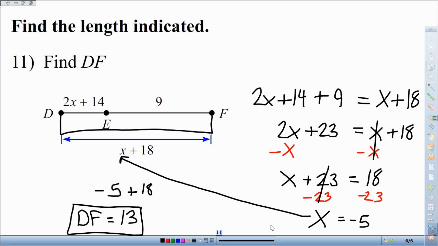Okay, so don't forget to do that last step after you get x, plug it back into whichever segment they're asking you to find. Okay, it won't always be the entire thing. Sometimes it'll be just one of the small ones. Okay, so just double check.